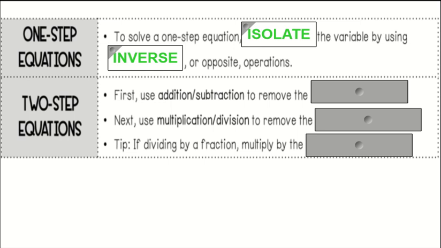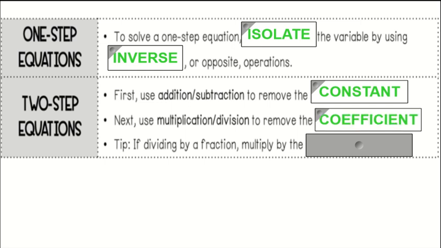When you have two-step equations, which after you combine like terms or distribute, that's all that will be left, will be 2 steps. The addition and subtraction gets rid of the constant. So if there's any addition or subtraction, you do that part before the multiplication and division. The multiplication and division removes your coefficient.